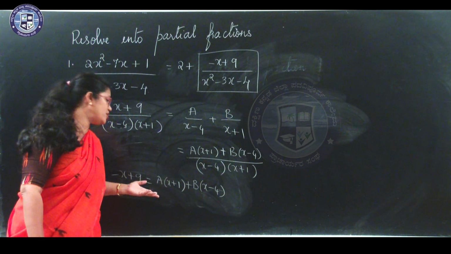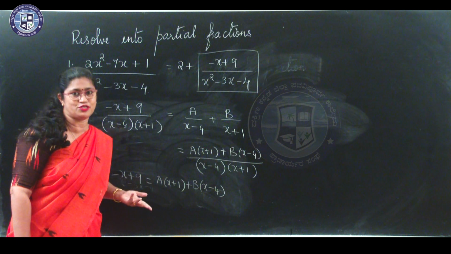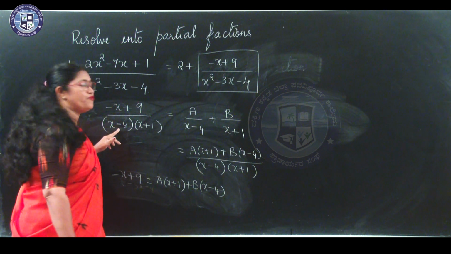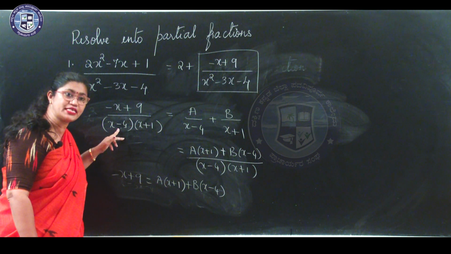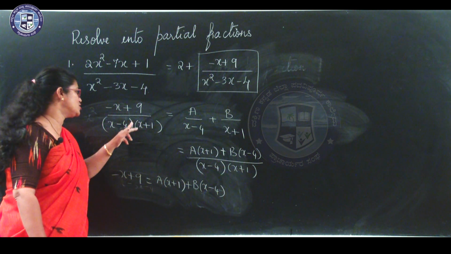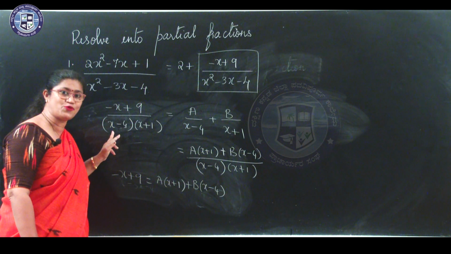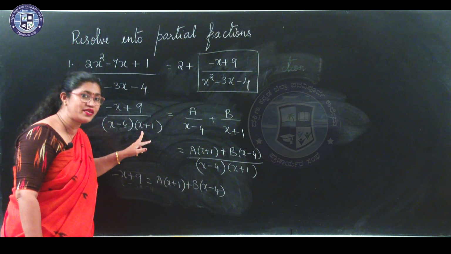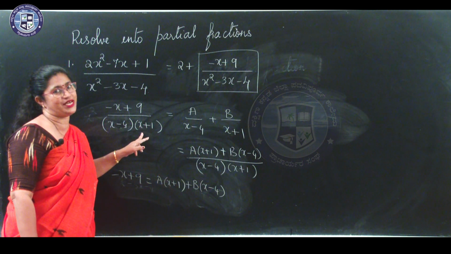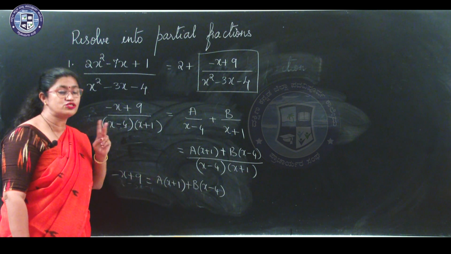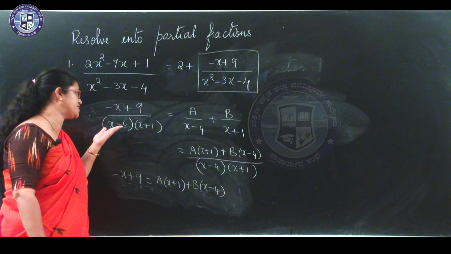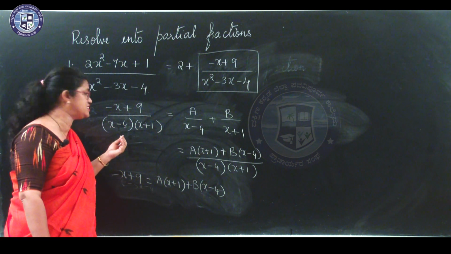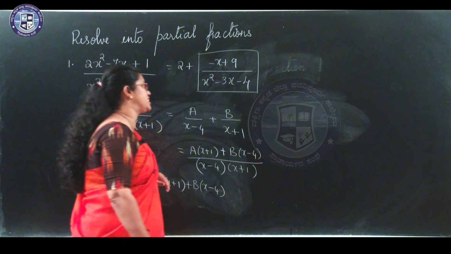So how to get the values of a and b? By substituting certain values. The easiest value would be the value of x which will make this factor 0. So what will make x minus 4 zero? x is equal to 4, right? And what will make x plus 1 zero? When I substitute, x is minus 1. So the two values of x that we are substituting are 4 and minus 1. By now you should be able to recognize it when you look at the factors directly.